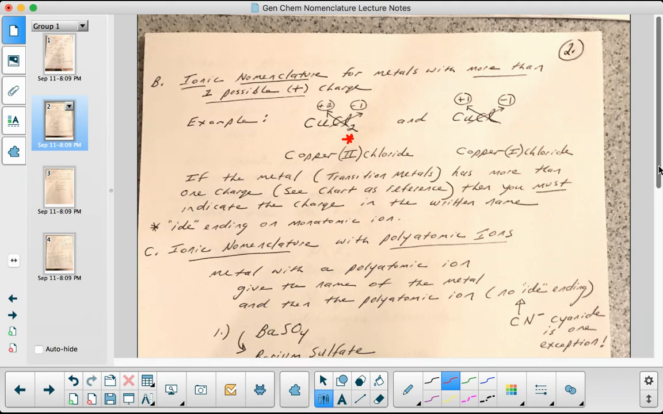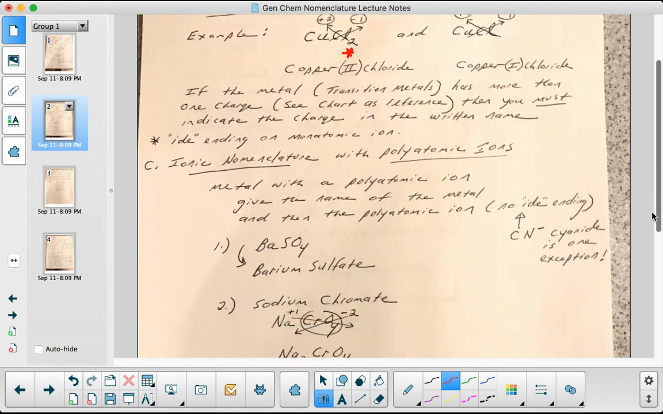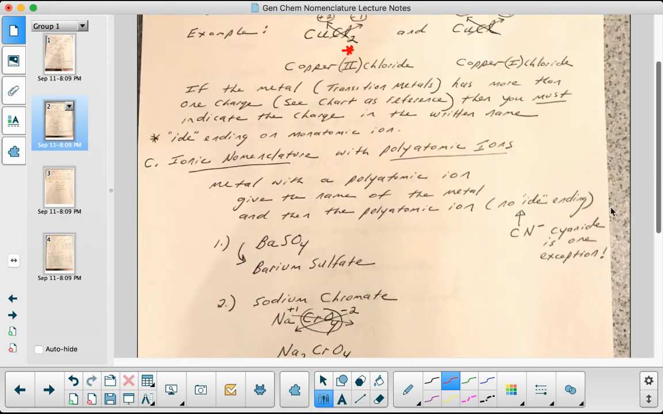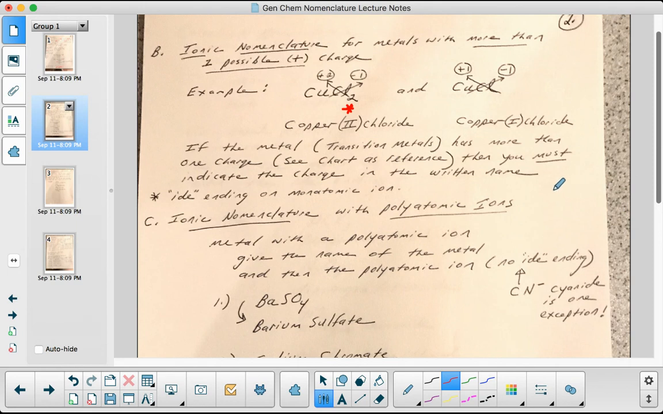We'll see this in a couple of my examples down here as well when I start talking about polyatomic ions. So this nomenclature here is exactly what we talked about in the previous segment, but now you just have to be careful. You have to know, is it possible that this metal has more than one charge? There are quite a few of them that have more than one charge. And if that's so, you must indicate with a Roman numeral.